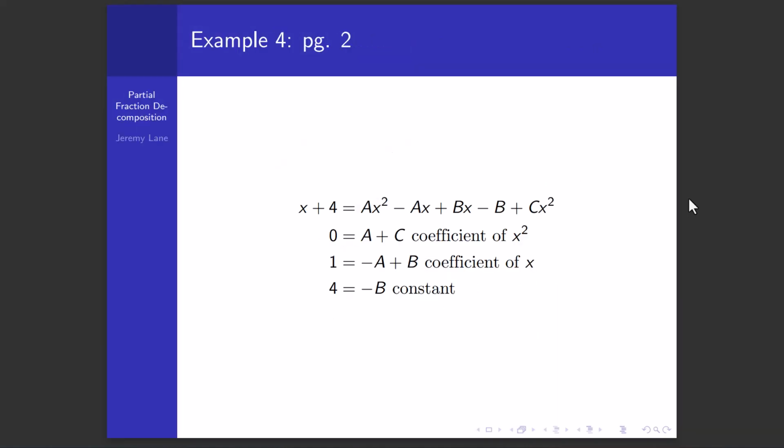So when we match up the coefficients, our system is now 3 by 3 instead of 4 by 4. And we have a plus c is equal to 0. That's the coefficients of x squared equation. The coefficients of x equation has negative a plus b equal to 1. And the constants equation has 4 equal to negative b.